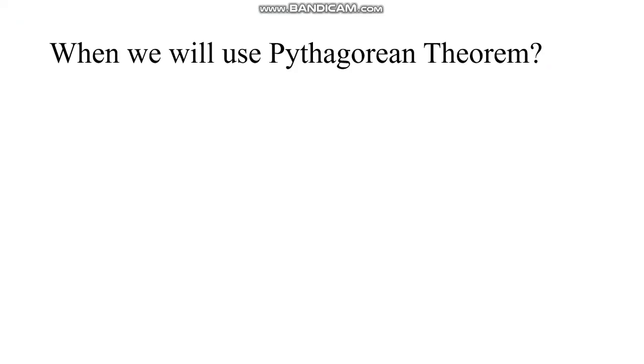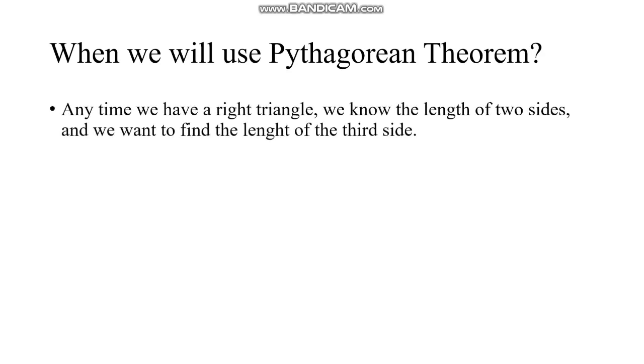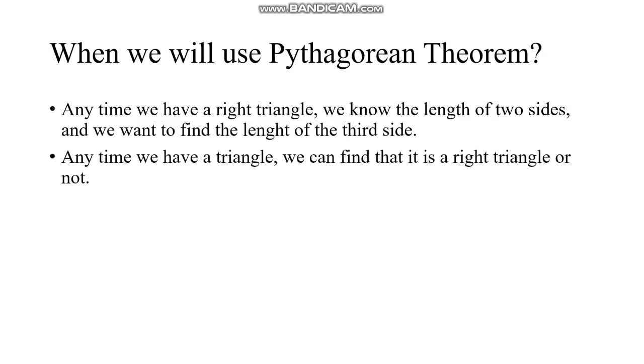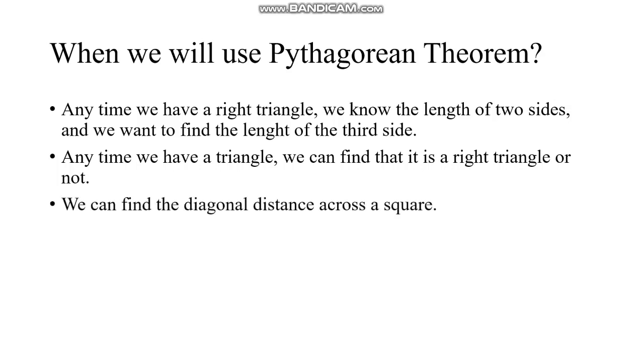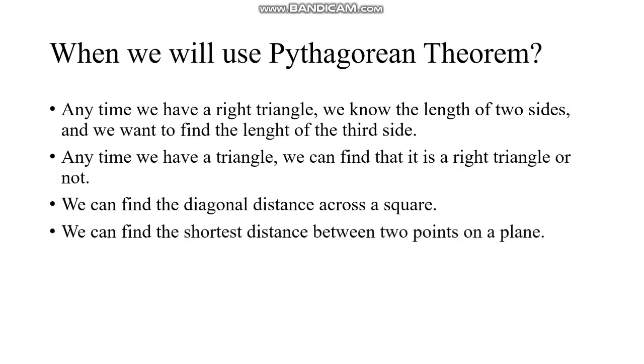Now we know the Pythagorean theorem, but when will we use it? Anytime we have a right triangle, we know the lengths of two sides, and we want to find the length of the third side. Anytime we have a triangle, we can find out whether it is a right triangle or not. We can find the diagonal distance across a square. We can find the shortest distance between two points on a plane.